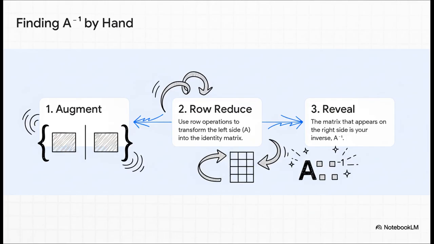Okay, so it's basically a 3-step dance. Step 1, you create what's called an augmented matrix. You just take your matrix, A, and stick the identity matrix right next to it. Step 2, this is where the work happens.